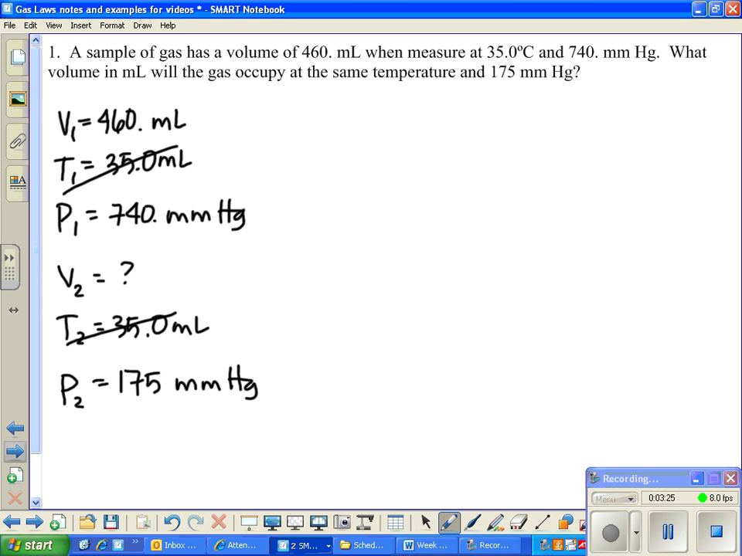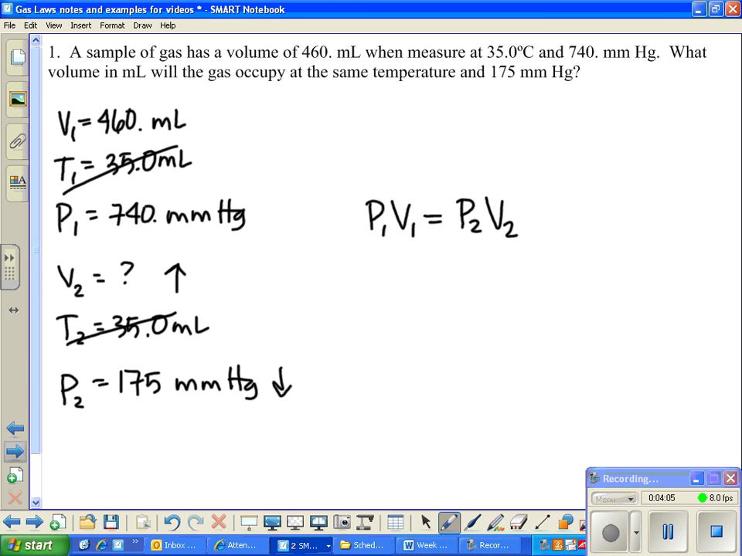Here's where you should first estimate what's going to happen. The pressure goes from 740 to 175, so the pressure is decreasing, which means our volume should increase. Okay, that's one way to kind of check your answer. So we write out our equation. P1 times V1 equals P2 times V2. What a lot of students like to do right here is plug the numbers in and then solve for V2. I find that students do better if they do the algebra with just the symbols. You actually are writing less, which everyone likes to write less, and you are less likely to make a mistake.